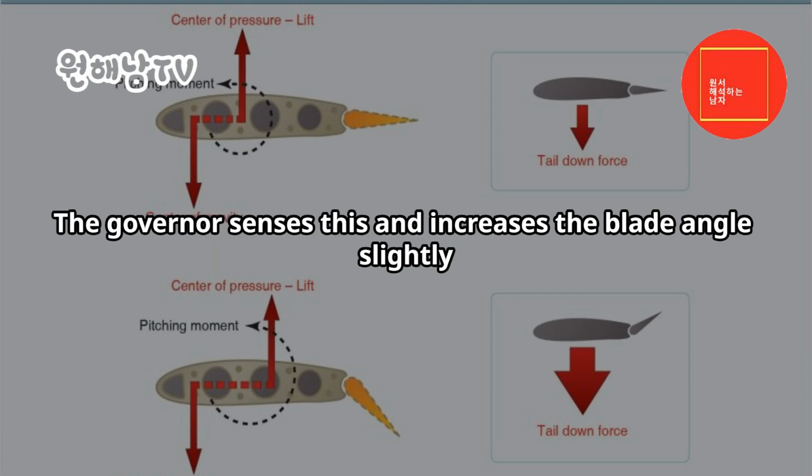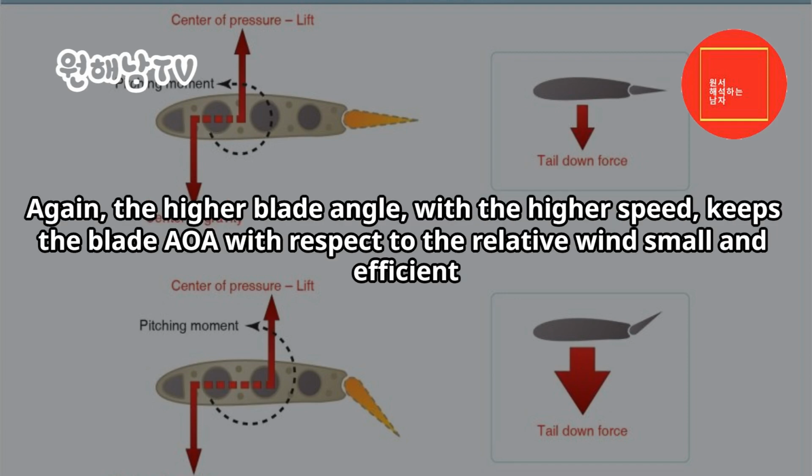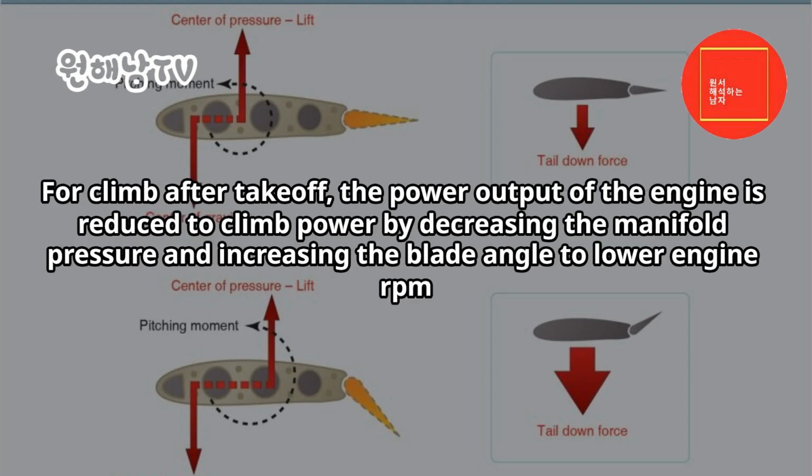The governor senses this and increases the blade angle slightly. Again, the higher blade angle, with the higher speed, keeps the blade AOA with respect to the relative wind small and efficient. For climb after takeoff, the power output of the engine is reduced to climb power by decreasing the manifold pressure and increasing the blade angle to lower engine RPM.